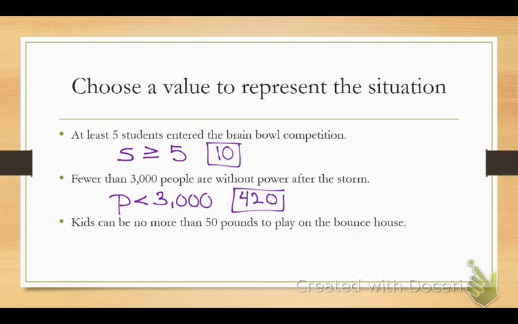All right, go ahead and try the last one. Kids can be no more than 50 pounds to play in the bounce house. Again, start with your variable. How do the acceptable values compare to the starting value? Would those values be less than? Then you would write less than. Would they be less than or equal to, greater than or equal to?